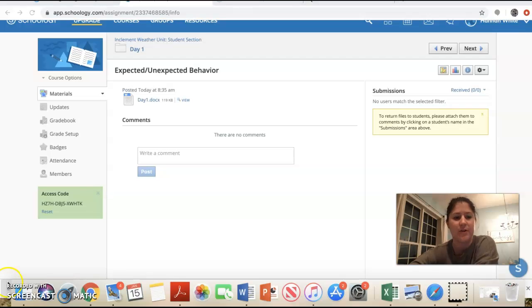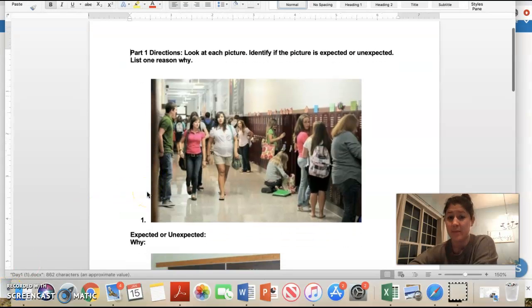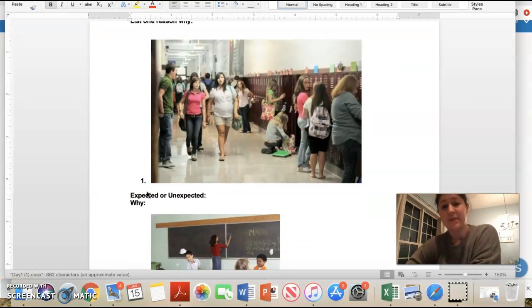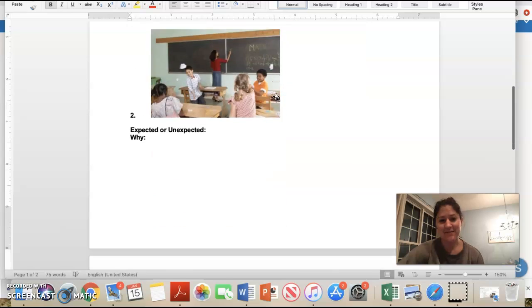Pull it up and just show it. Looking at pictures, identifying if it's expected or unexpected, and why. I might have one student tell me this is expected and be able to say it, like, they're changing classes. I might have another student say, well, why are they in the hallway? Well, maybe that girl's on her cell phone in her locker. And if they can tell me why they think it's unexpected, I'll give them the points. So we have some pictures there.